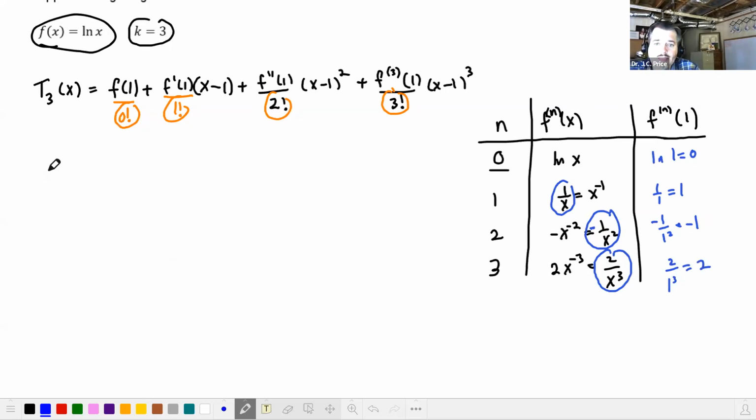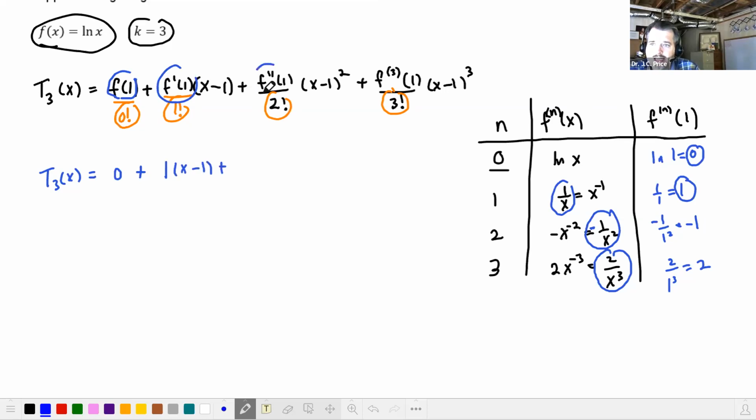So what is my third degree Taylor polynomial? Now I'm just going to plug in. Nice and easy. What was f of 1? f of 1 was over here, ln of 1, which is equal to 0. So we put a 0 here. Plus, what's f prime of 1? Well, I come over here. f prime of 1 is just equal to 1. So I put a 1 right there times x minus 1.